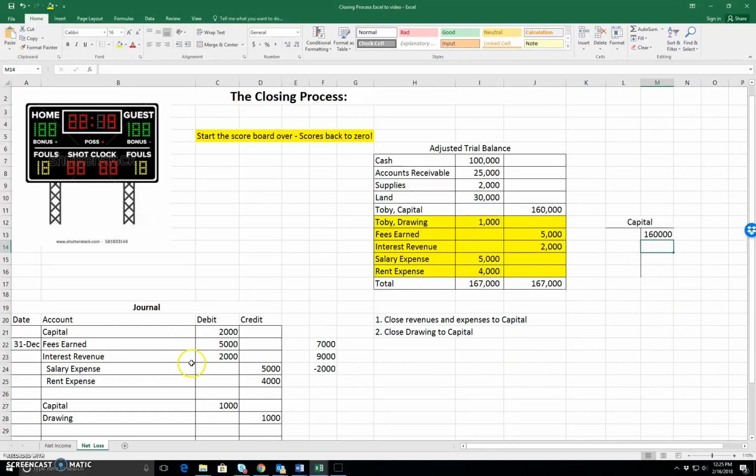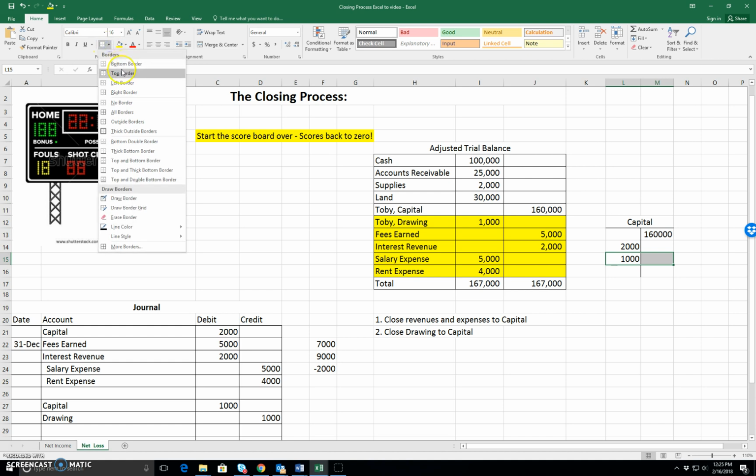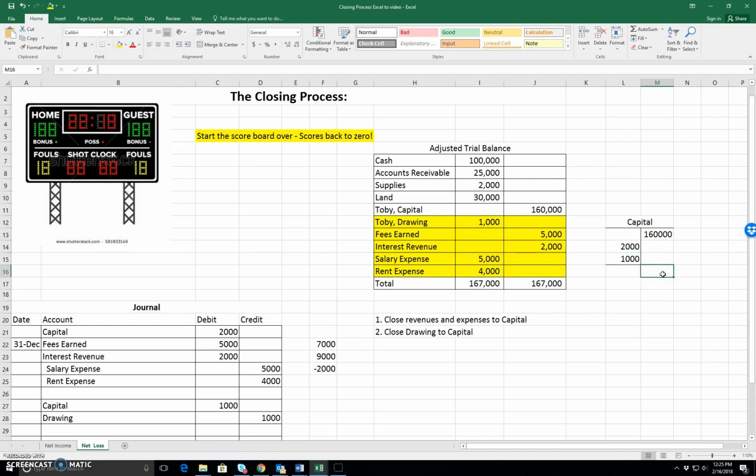During my closing process, I reduced it right here for $2,000. That was my net loss. Then I reduced it again for my drawing of $1,000. So during this period, it just went down by the $3,000. So my new balance is going to be the $160,000 that I started with minus the two subtractions. So now I have $157,000.